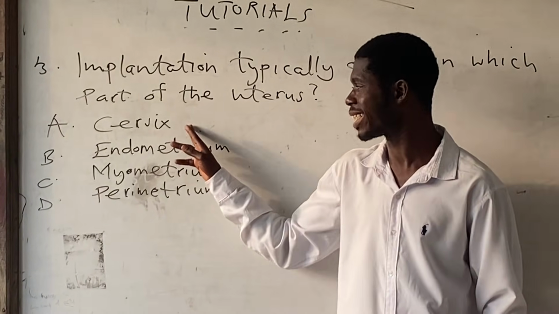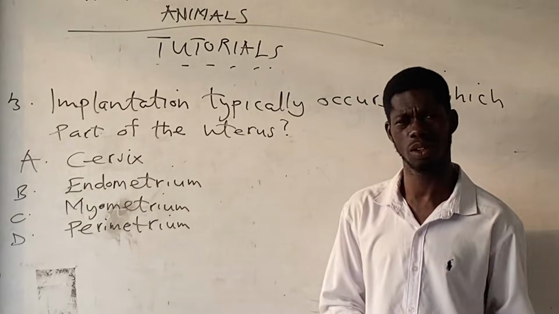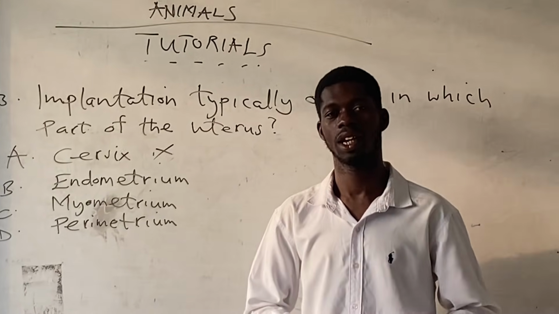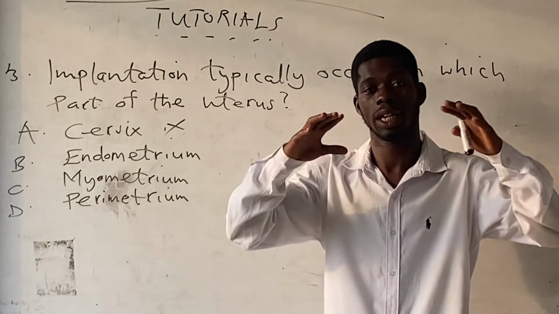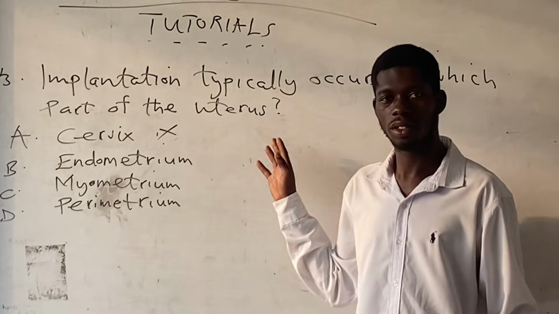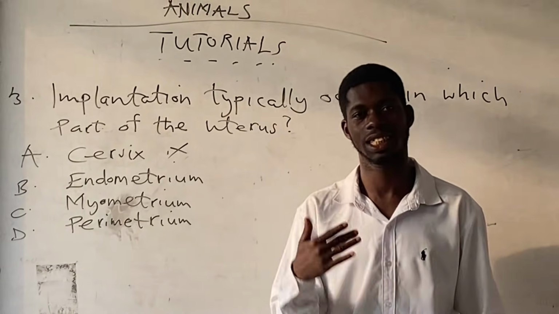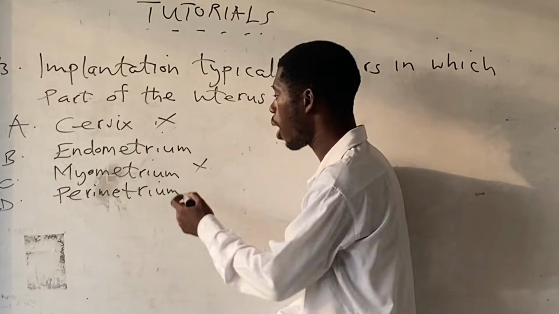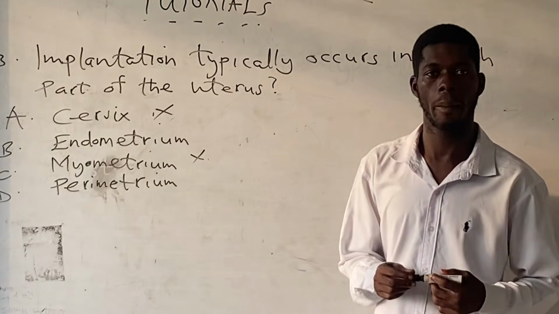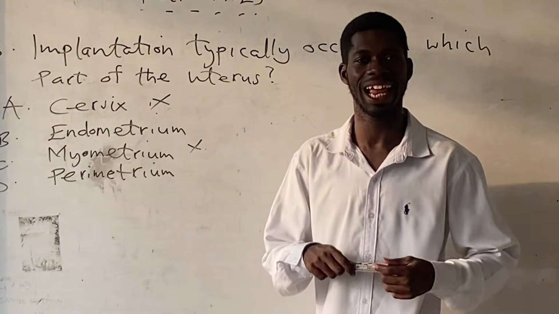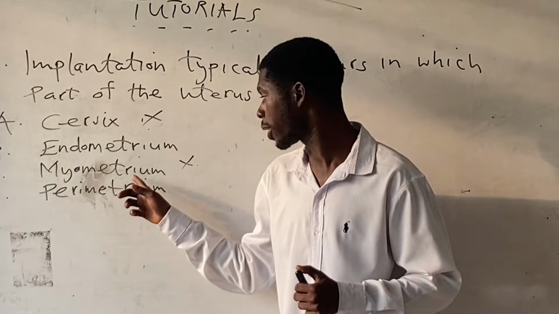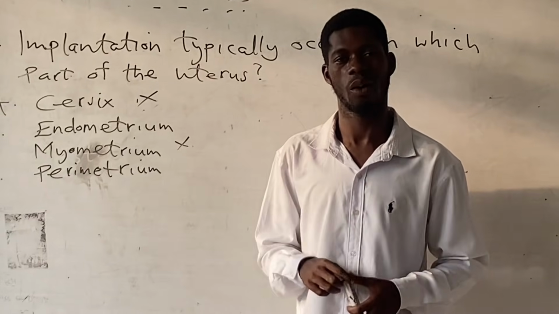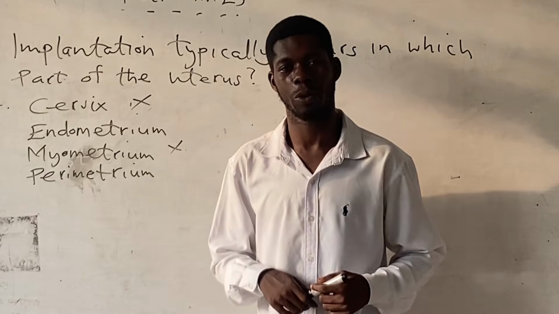So A, it says cervix. This is totally wrong, because the cervix is not part of the uterus. When we are mentioning parts of the uterus, the cervix is not part. Now let's come to the myometrium. The myometrium is the middle layer of the uterus. So it's not the right answer.